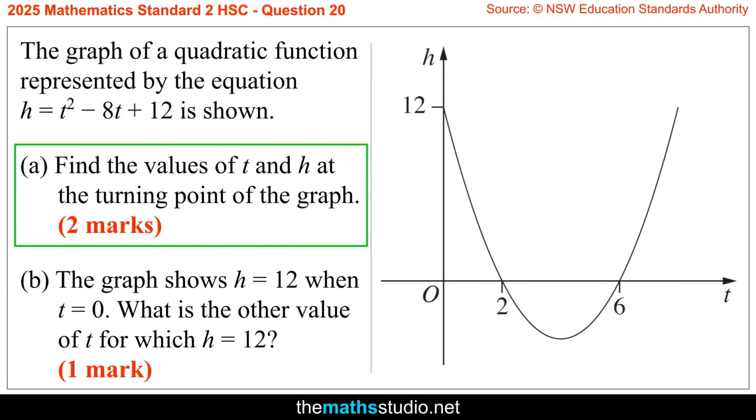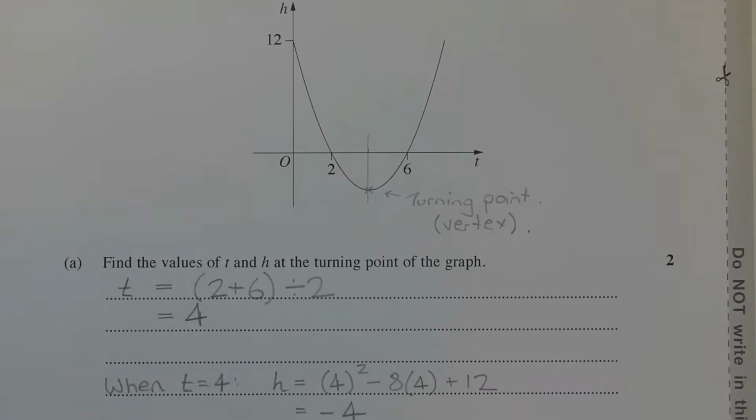Question 20. The graph of a quadratic function represented by the equation h equals t squared minus 8t plus 12 is shown. Part A. Find the values of t and h at the turning point of the graph. The horizontal coordinate of the turning point or vertex of the graph of a quadratic function lies halfway between the two horizontal intercepts.